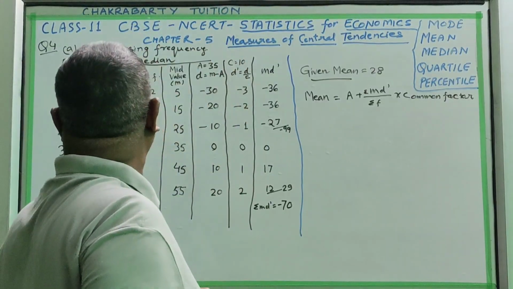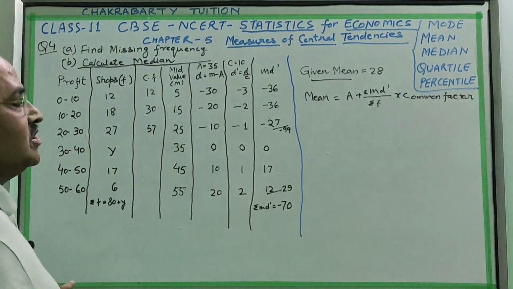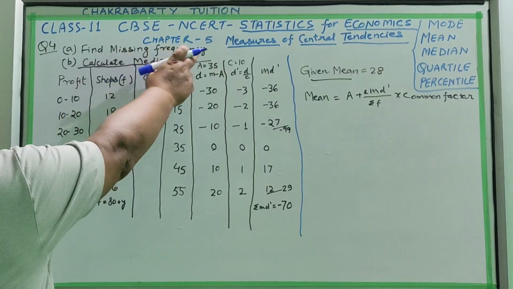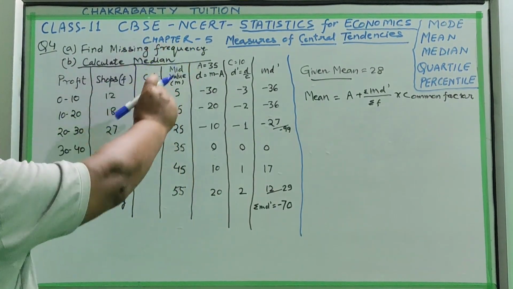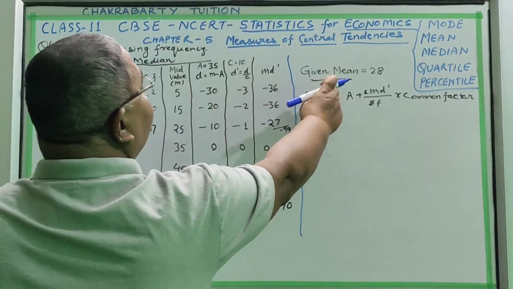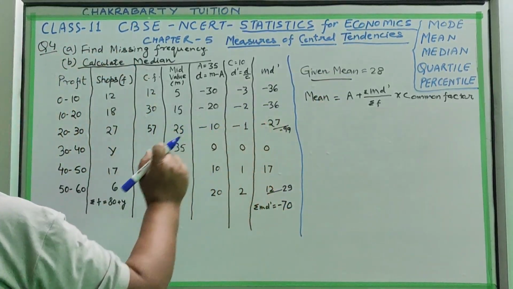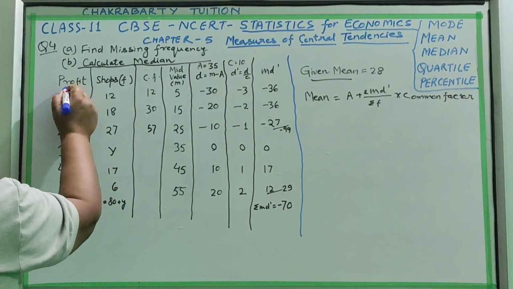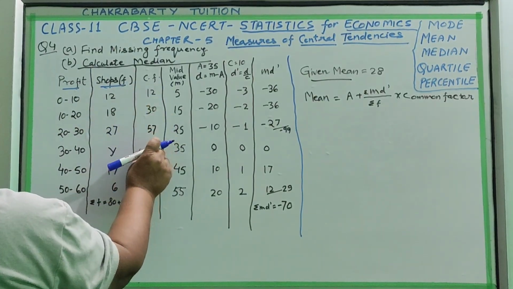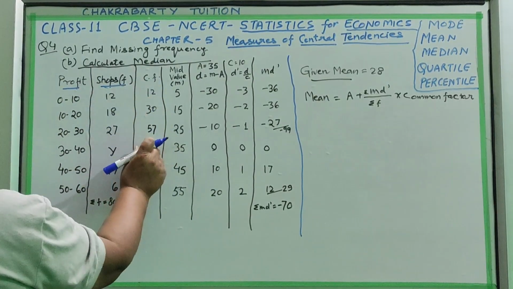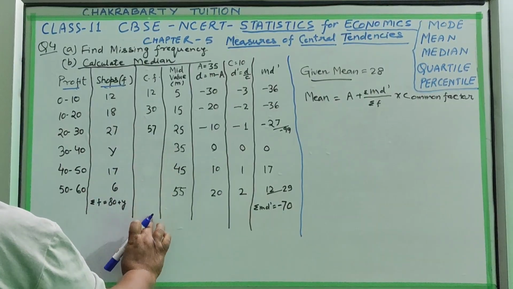Okay, so we have taken question number 4. In question number 4, two parts are there: find the missing frequency and calculate the median. To find the missing frequency, we have to go by the mean. For the mean calculation, profit is given and shops are given. So from here, this CF is not required. It is for the median purpose, so I have left it and not filled it.